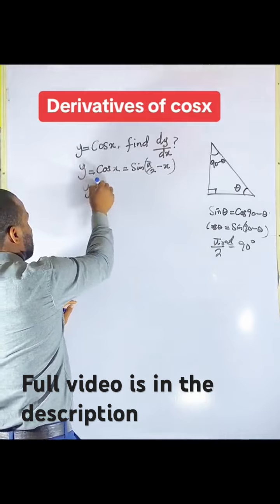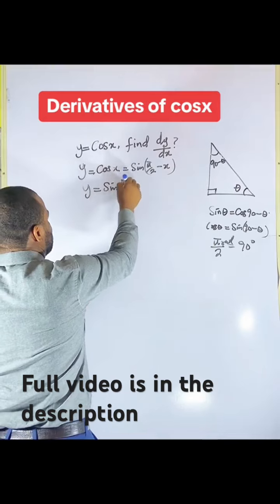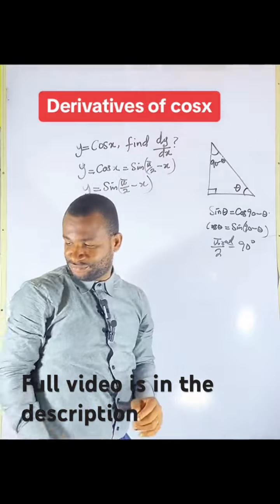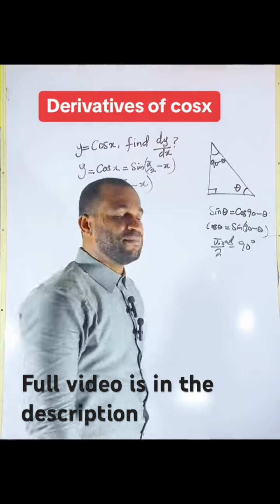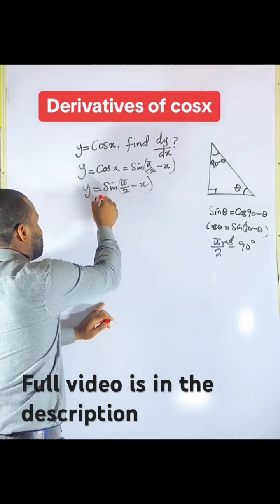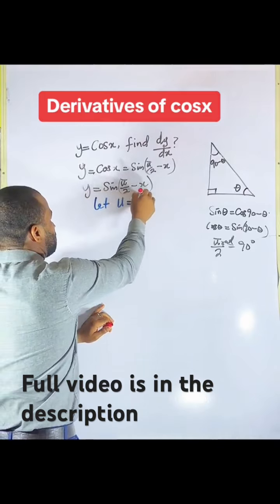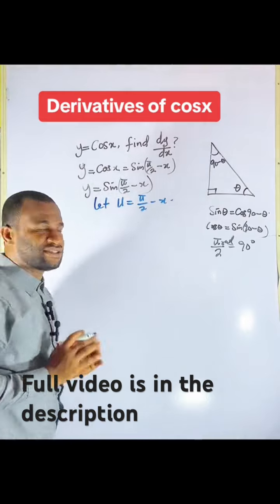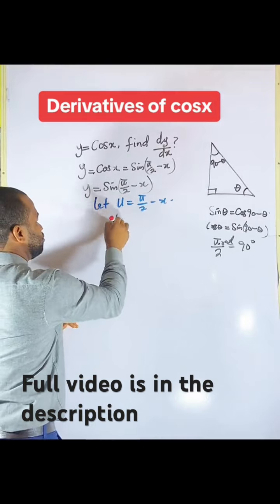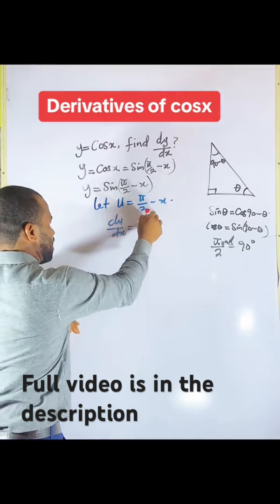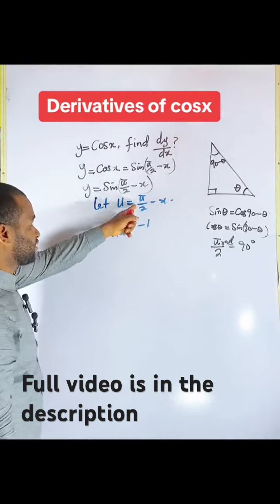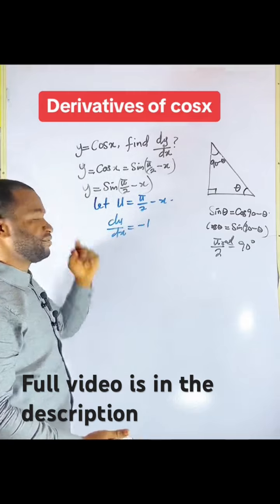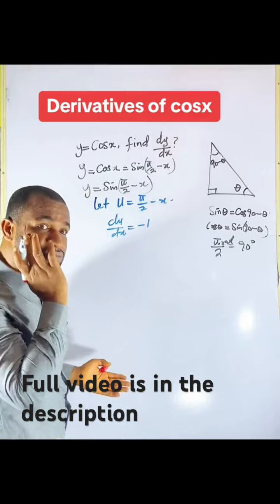Remember, we now have y is equal to sine of pi over 2 minus x. Now, I'm going to apply the chain rule. In my chain rule, I'm going to let u become pi over 2 minus x. When I do that, I will now say du dx is equal to minus 1. Of course, pi over 2 is a constant. It cannot be differentiated, so its derivative is going to be 0.